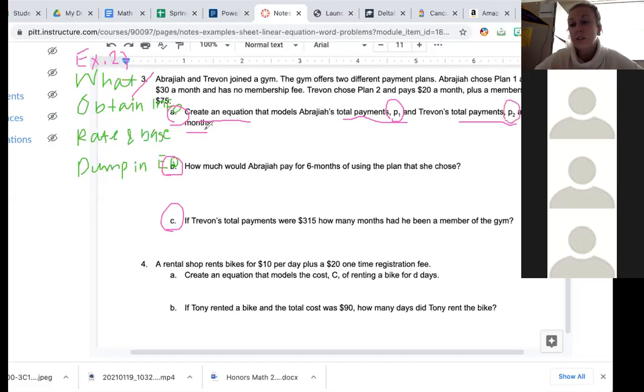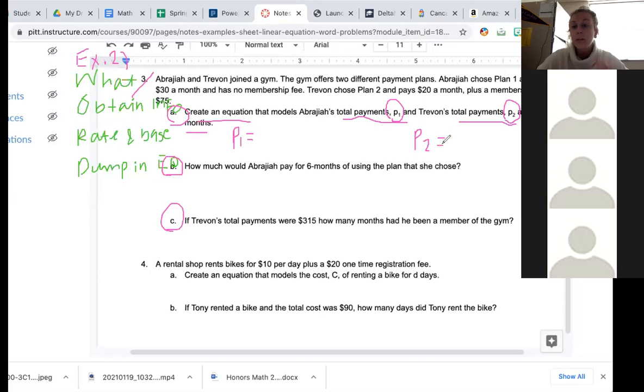So I want to talk about this one with you guys. We're talking about 2 different boys joining a gym. If they're both joining the gym and it's 2 different people, it also says 2 different payments. So do y'all agree we should have 2 different equations? Yes. Okay, good. It says create an equation that models Abrasia's total payments, P1. So the first one needs to say P1 equals, and the next one, Trayvon's P2. So this one's going to be P2 equals.